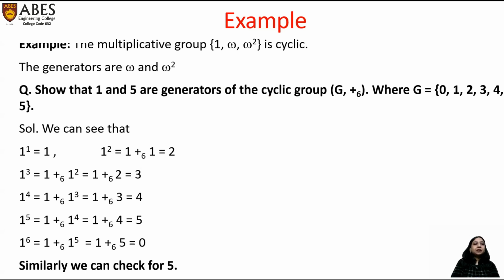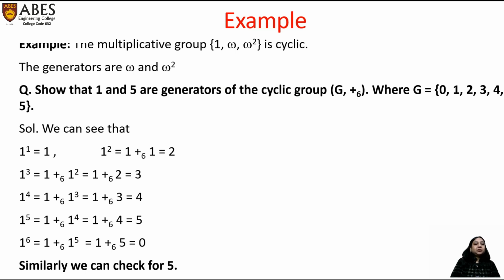And the next example is we have to show that 1 and 5 are generators of the cyclic group (G, +6). This is the plus modulo 6 operation. It means we have to add the two variables, then we have to take the modulo division. It is represented as plus modulo 6. And the group is defined as {0, 1, 2, 3, 4, 5}. There are 6 elements from 0 to 5. Now, we have to check whether this group is cyclic or not under the operation plus 6, and the generators are 1 and 5.